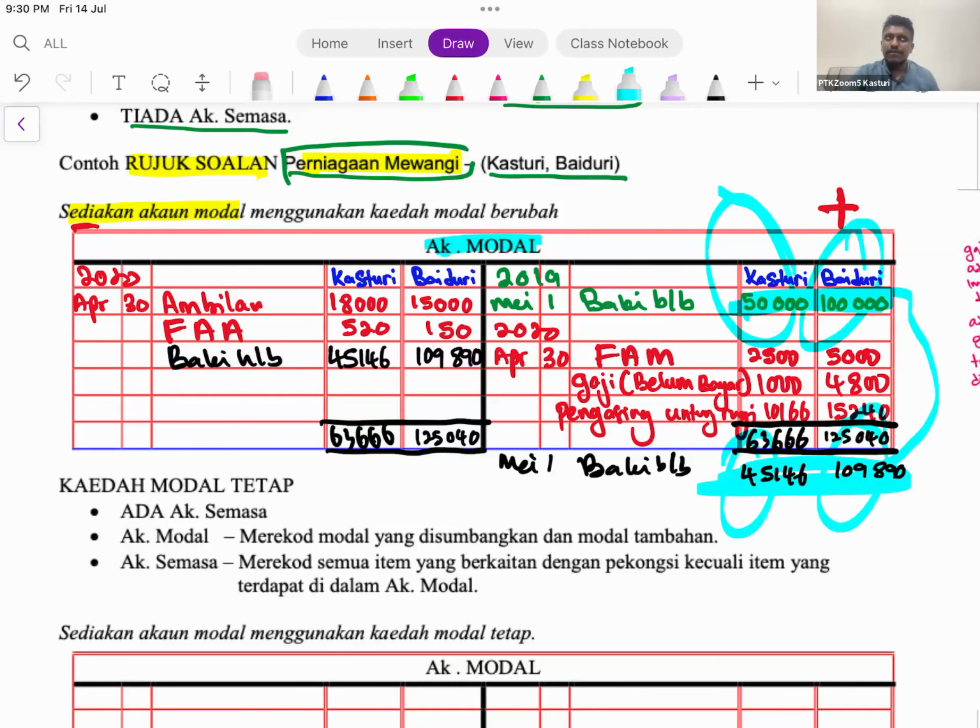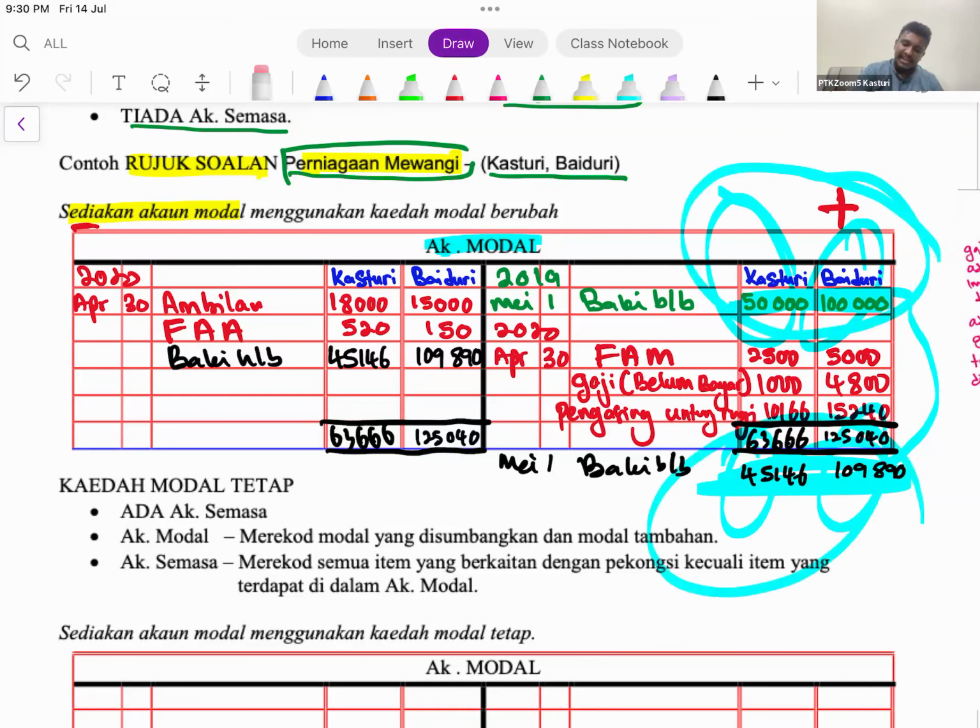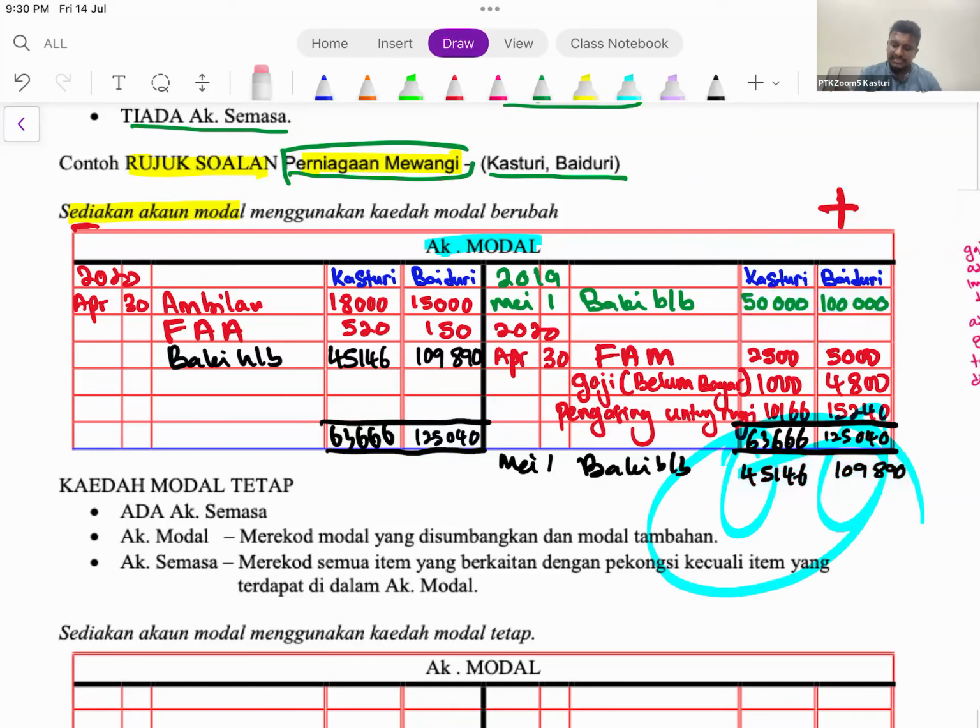The old one is actually modal yang disumbangkan oleh pekongsi itu. Modal yang disumbangkan oleh pekongsi itu is this one. But this one you plus and minus with the other things. So you're supposed to pay the faedah atas modal on the modal yang disumbangkan, or the baki account modal? It's supposed to be modal yang disumbangkan.